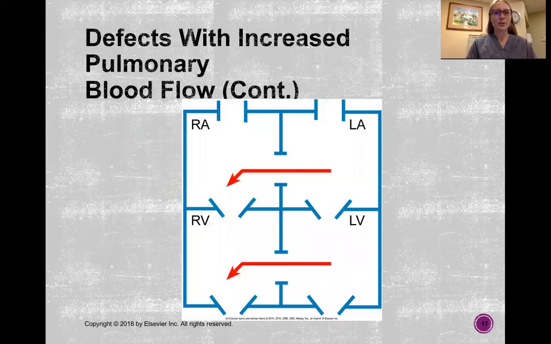And for those who are visual, here's what we're looking at for the actual blood flow. So you can see blood is flowing from the left atrium into the right atrium and from the left ventricle into the right ventricle, which is obviously going to increase the pulmonary blood flow.